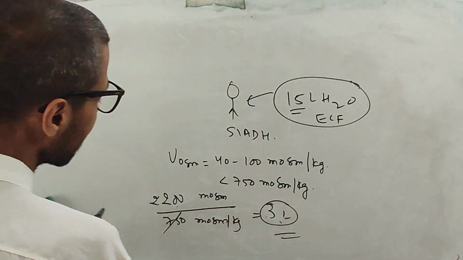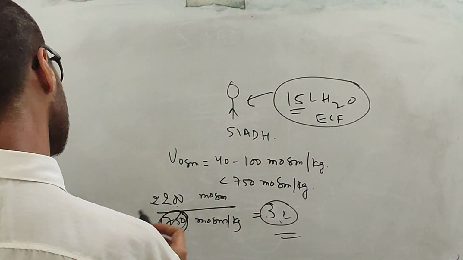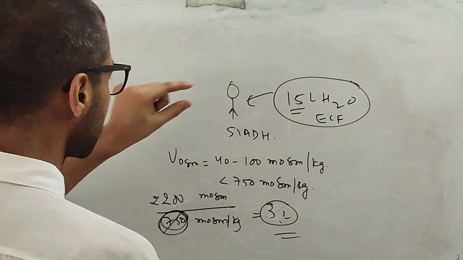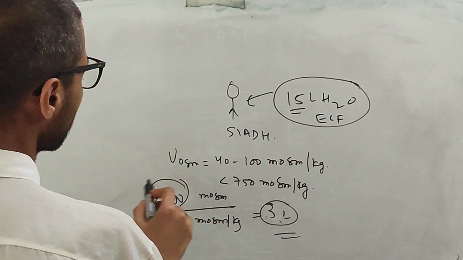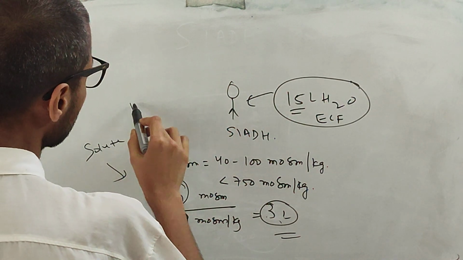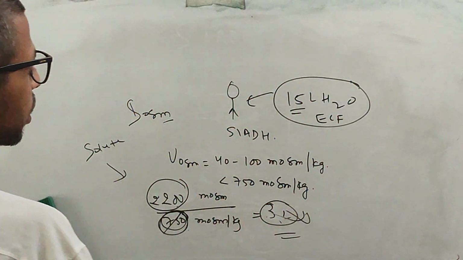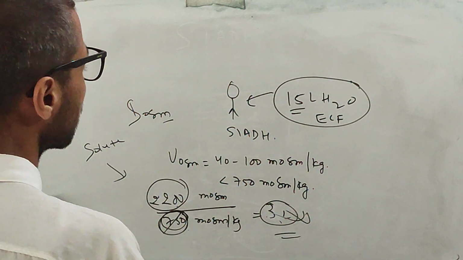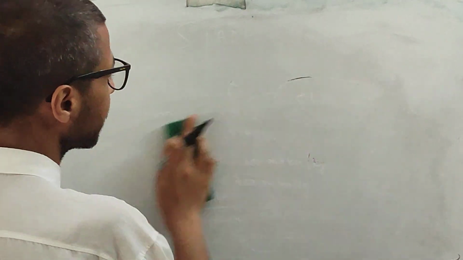So he cannot change the denominator, because he cannot lower this to less than this because of his disease, SIADH. But he can modify the numerator. He has to consume more solute. You have to increase the solute load to produce more urine output, to throw out the excess free water from his body, from his extracellular compartment.